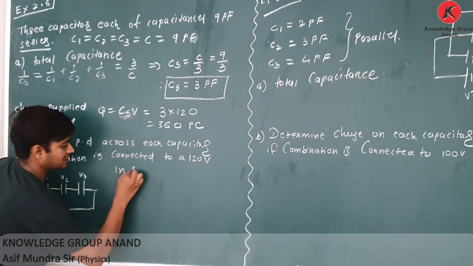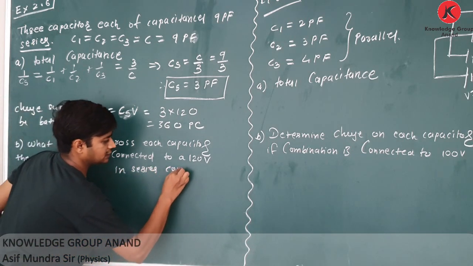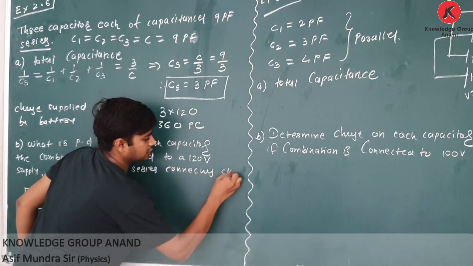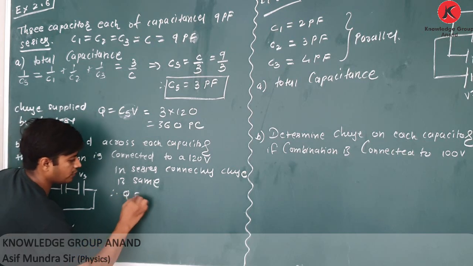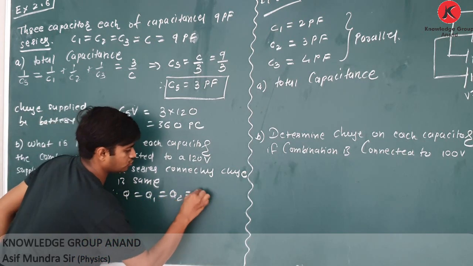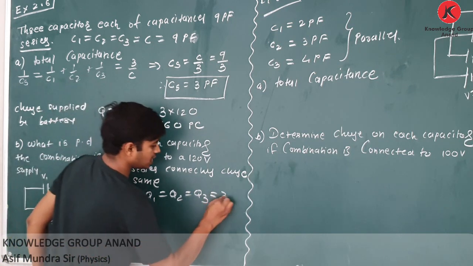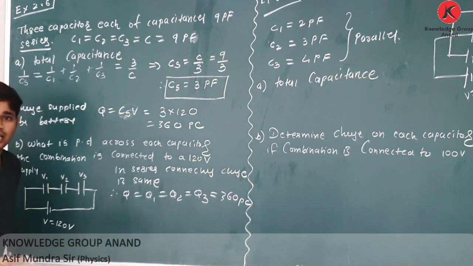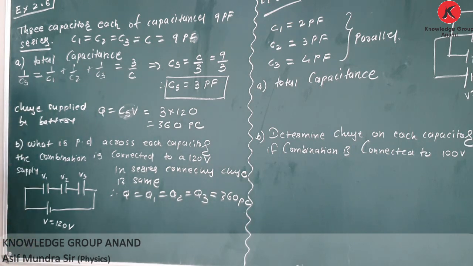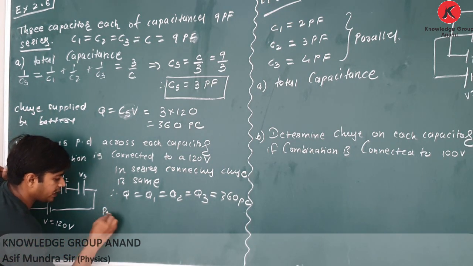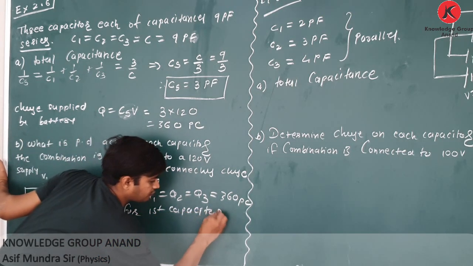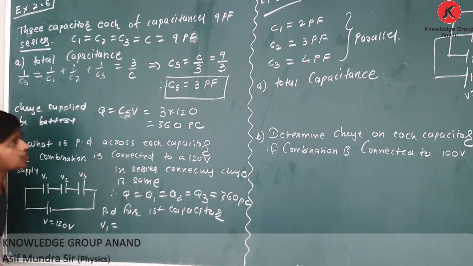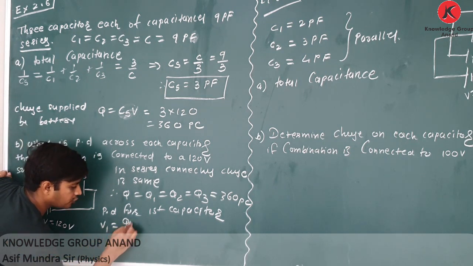In series connection, charge is the same. So therefore Q is equal to Q1 is equal to Q2 is equal to Q3 is equal to 360 picocoulomb. Any doubt? So how to find potential difference for first capacitor? For first capacitor, V1 is equal to, we know equation C is equal to Q upon V, then V1 is equal to Q1 upon C1.